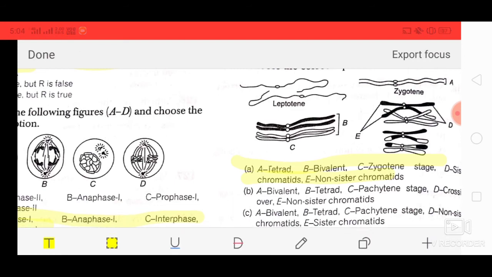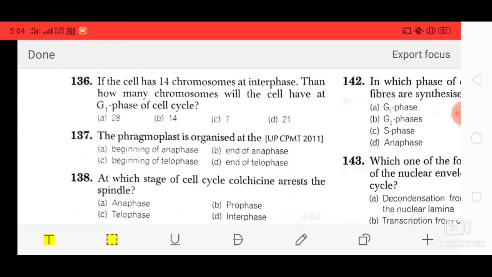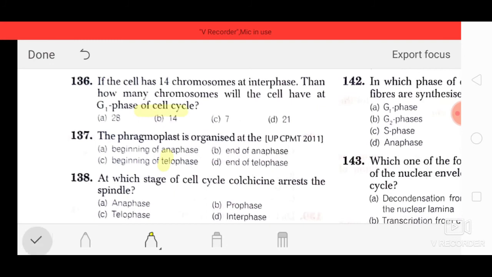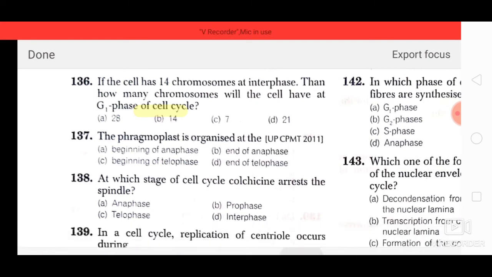Okay, next question is if a cell has 14 chromosomes at interphase, then how many chromosomes will the cell have at the G1 phase of the cell cycle? And the correct answer of this question is option number B, that is 14. Next is the phragmoplast is organized at the, this is a question of UPCPMT 2011. Okay, and the options are beginning of anaphase, end of anaphase, beginning of telophase, and end of telophase. And the correct answer of this question is option number B, that is end of anaphase.